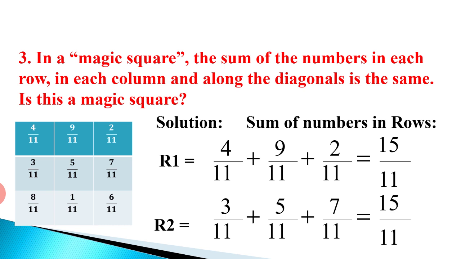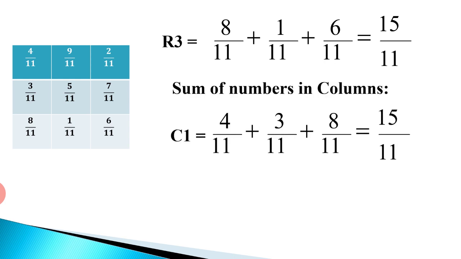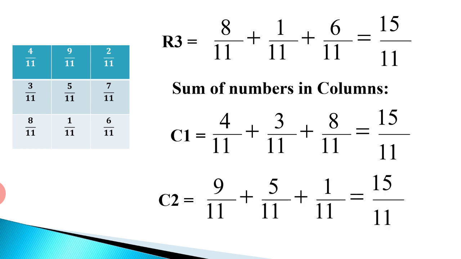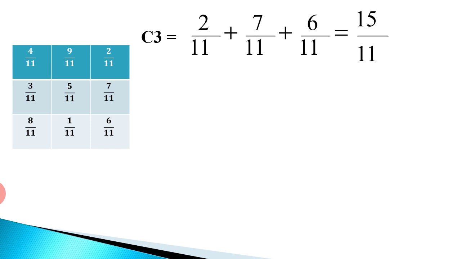Second one is 3 by 11 plus 5 by 11 plus 7 by 11. Again 15 by 11. So you can verify for all the steps here. So 8 by 11 plus 1 by 11 plus 6 by 11, that is the third row, that is 15 by 11. Then columns again. In columns there is first column 4 by 11 plus 3 by 11 plus 8 by 11. Again it comes out to be 15 by 11. Then 9 by 11 plus 5 by 11 plus 1 by 11 is equal to 15 by 11. Then C3 again, 2 by 11 plus 7 by 11 plus 6 by 11 is equal to 15 by 11.